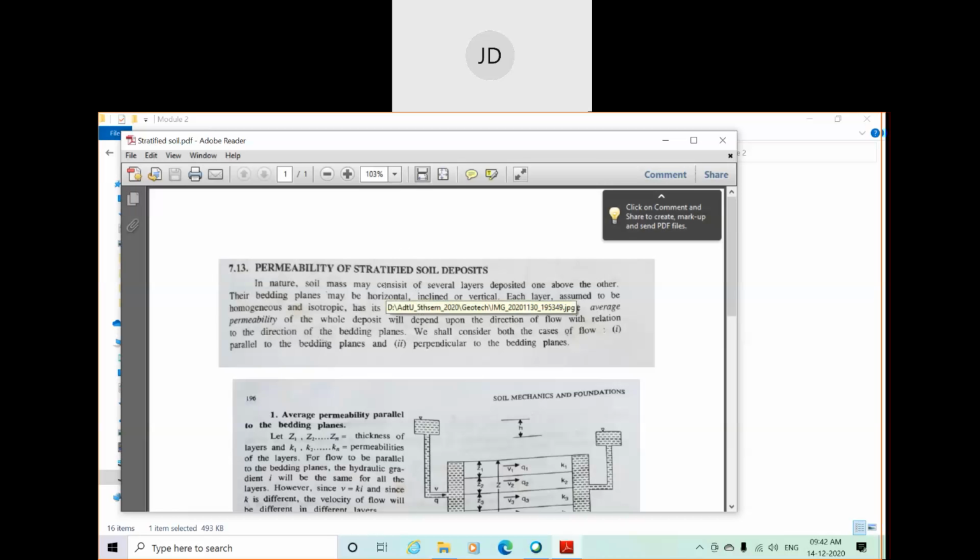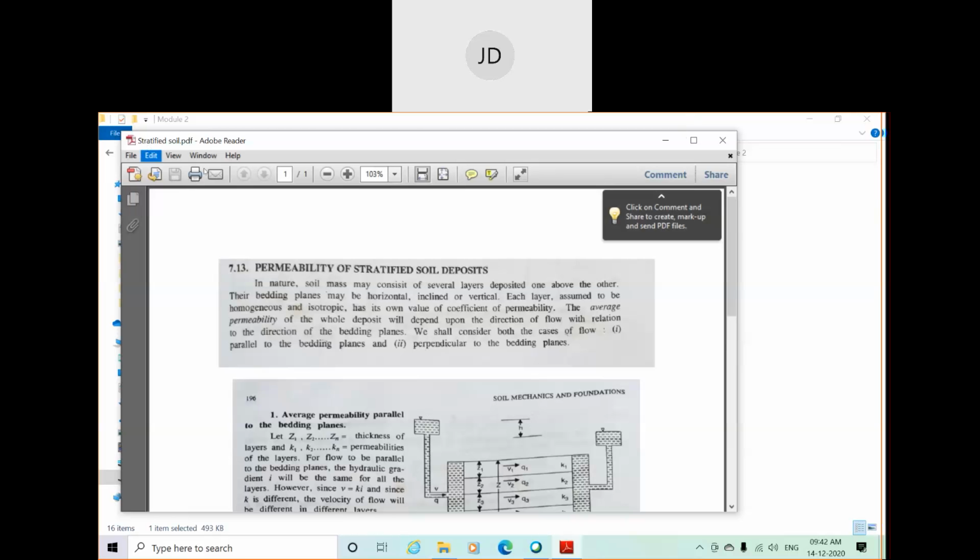For stratified soil, the average coefficient of permeability depends on the direction of the flow. That means we have two cases. Case one is when the flow is parallel to the bedding plane, and the second is when the flow is perpendicular to the bedding plane. So we have derived two equations, isn't it?